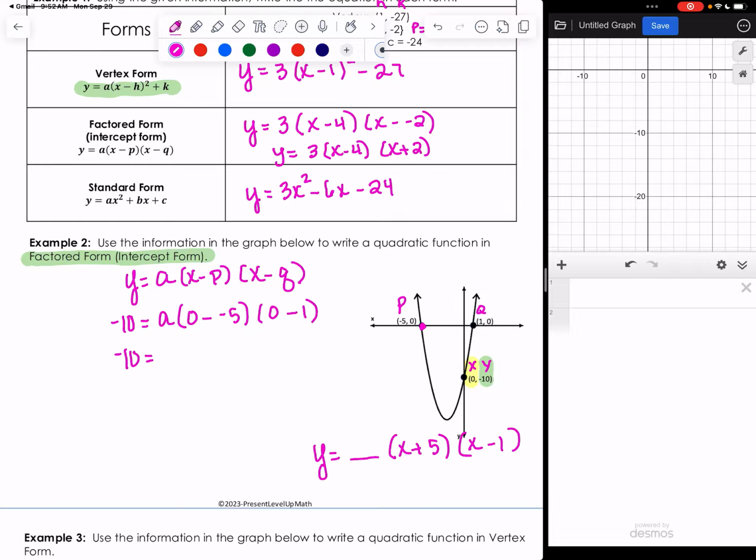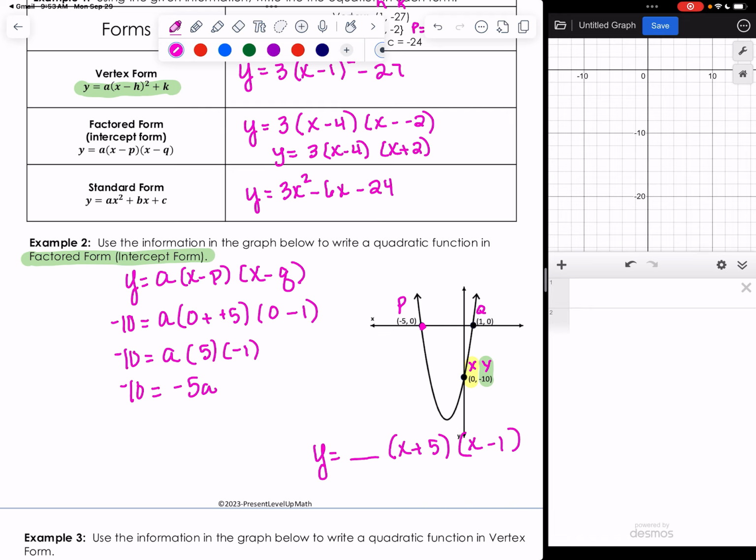-10 equals a times 0 minus -5, which is the same thing as 0 plus 5. So this would become 5. And 0 minus 1 is -1. So I'll simplify this again. -10 is equal to 5 times -1, which is -5a.